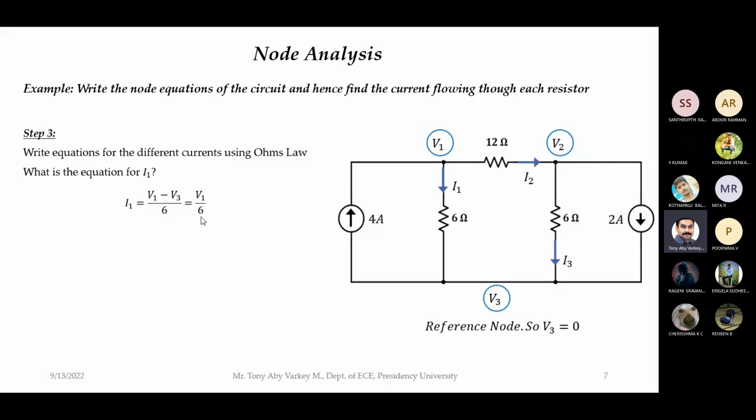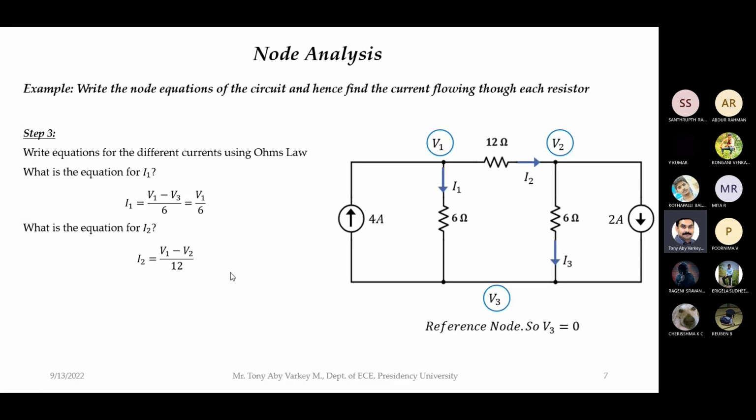Okay. Now can you tell me what is the equation for I2? Look, it is V1 minus V2 by 12. V1 minus V2 by 12. You got the idea? I2 is the current flowing through this resistor in this direction, which means that the voltage difference will be V1 minus V2 divided by the resistance. You will get V1 minus V2 by 12.